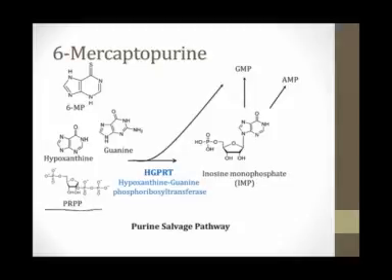PRPP has a structure which looks like a nucleotide missing a base, and the enzyme HGPRT, which stands for hypoxanthine guanine phosphoribosyl transferase, can add a base to PRPP.